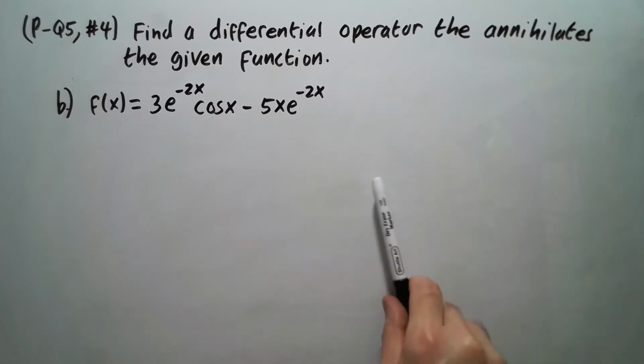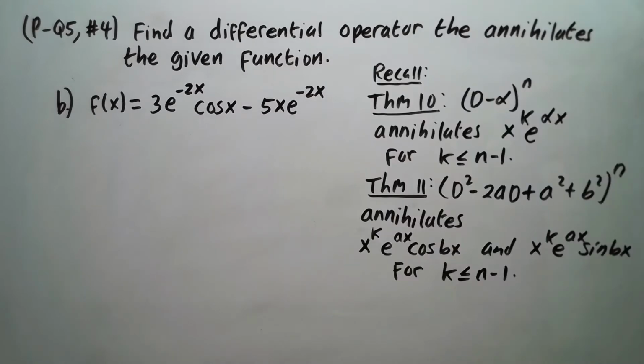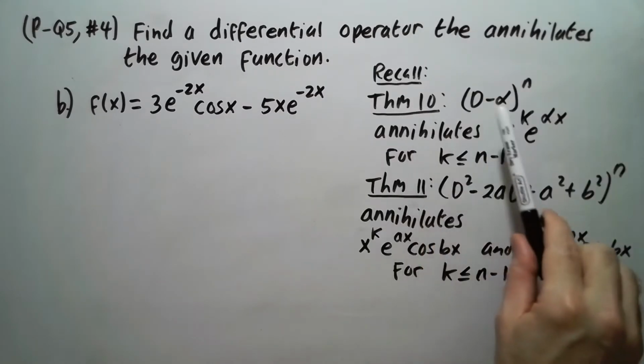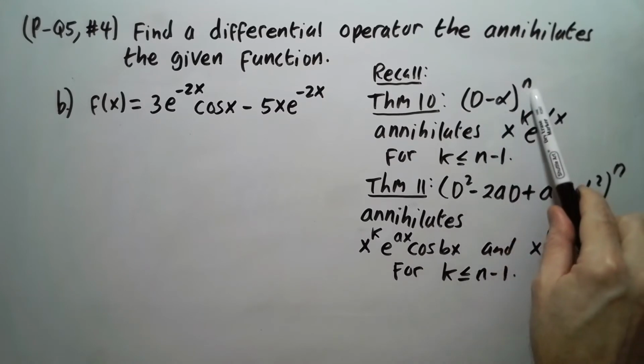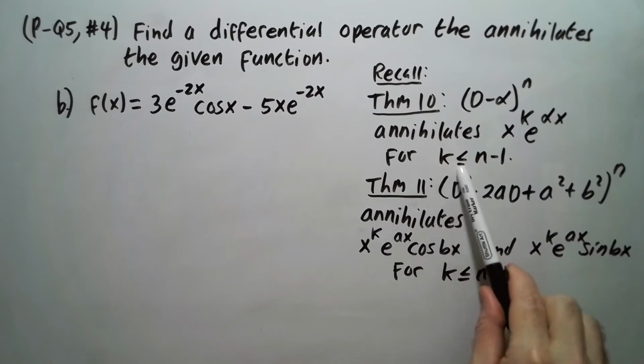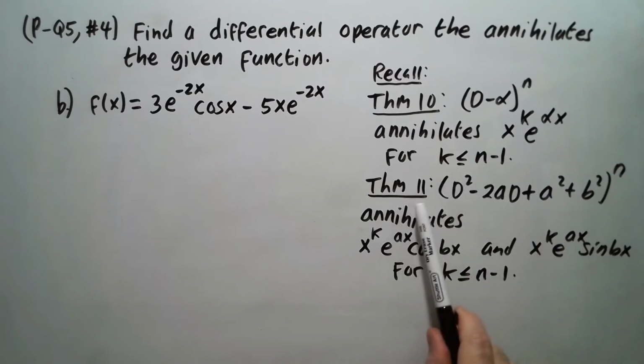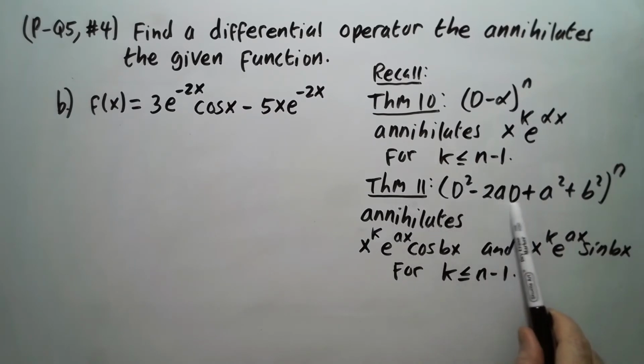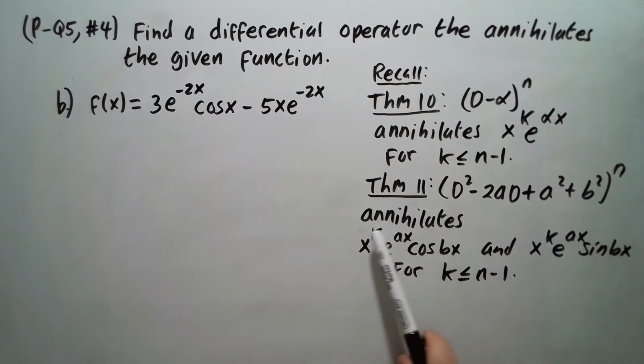So let me state those here. Okay, so here's theorem 10. (D minus alpha) to the n annihilates x to the k e to the alpha x for k less than or equal to n minus 1. And theorem 11, (D squared minus 2aD plus a squared plus b squared) to the n annihilates x to the k e to the ax cosine bx and x to the k e to the ax sine bx for k less than or equal to n minus 1.